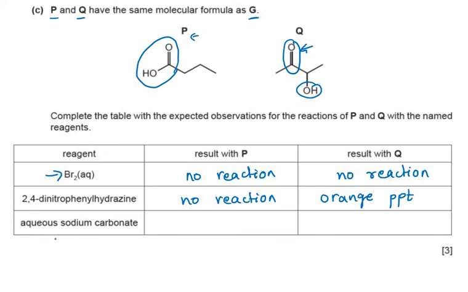The next reagent is aqueous sodium carbonate. As we know, carbonate is going to react with the acid part, so P is going to show effervescence, or you can say bubbles are also seen, but I am writing effervescence here. Effervescence is seen with P, but no observation or no reaction with Q, so no change here. So again, what we have done here is first concentrate on the functional group of any given compound and then think whether the given reagents are going to react with that functional group or not.